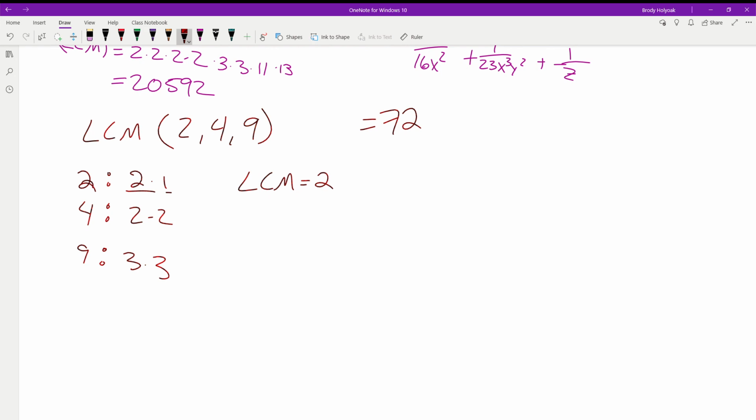So we got 2. Okay, we need to add in the 4, so what do we need there? Did I break somebody in the back? There's your philosophy lesson for the semester. So for the 2, we need one 2. For the 4, we need two 2s, so we add in the second one. For the 9, we need two 3s. That number becomes 36.